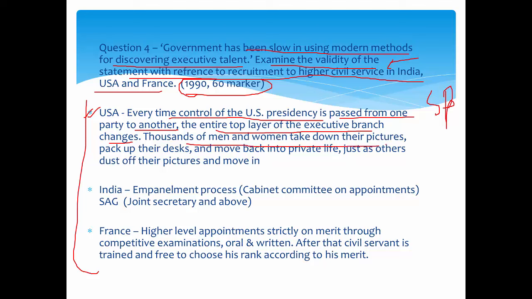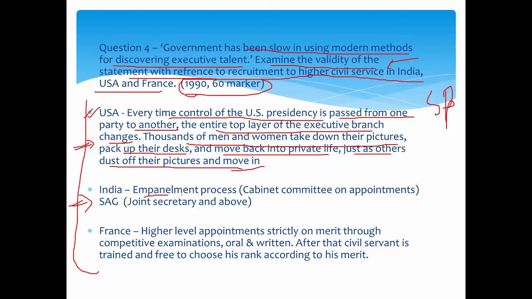Thousands of men and women take down their pictures, pack up their desk, and move back into private life just as others dust off their pictures and move in. It means every year when the presidency changes, the higher administrative grades and posts also change. So this is based on the whims and fancies of the president. Then in India, what do we follow?